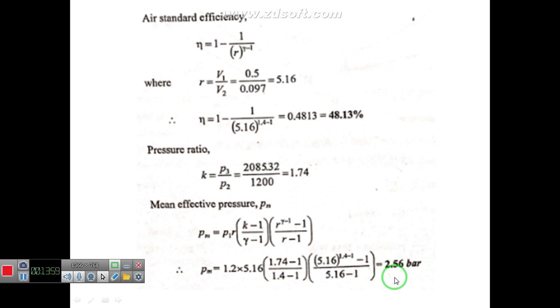So in this problem we finally found the value of the mean effective pressure.